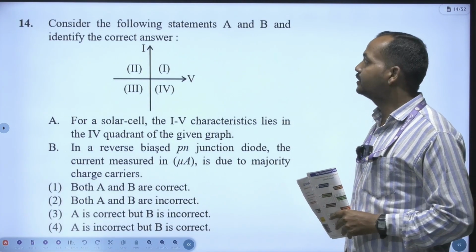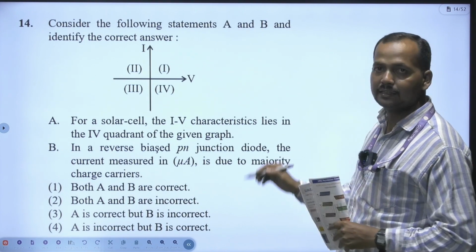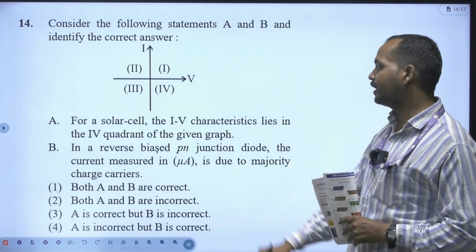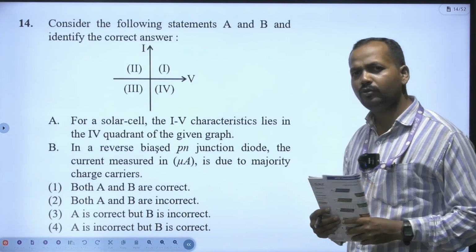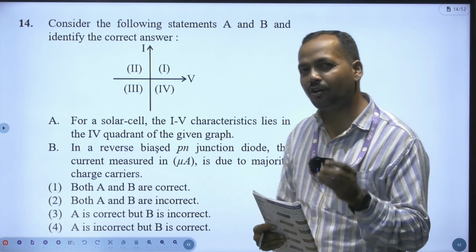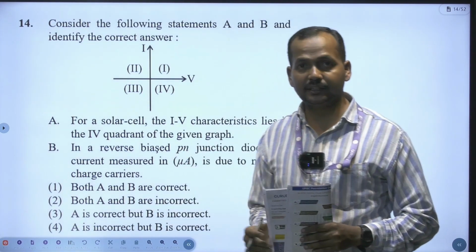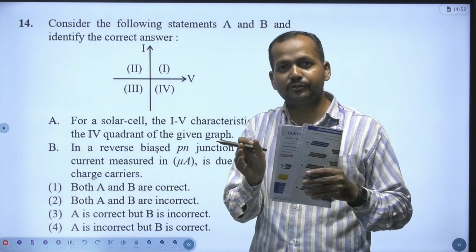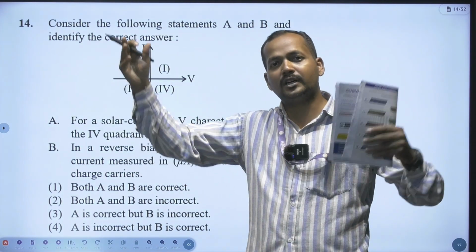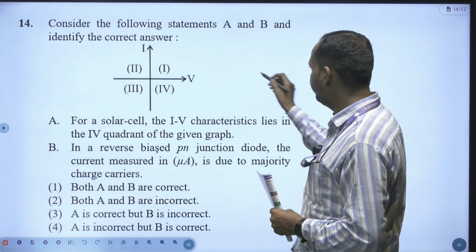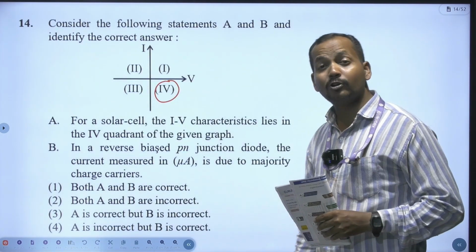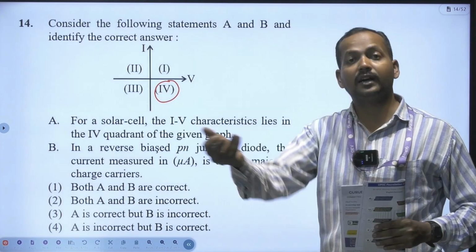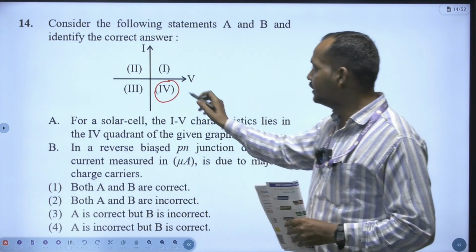14th one, consider the following statements A and B, identify the correct answer. For a solar cell, the IV characteristics lie in the fourth quadrant of the given graph. How to know this? If you study, the solar cell always works in reverse bias. Whenever light is incident on the depletion region, the carriers are attracted towards the plates. So hence, it will be drawn across the fourth quadrant only. The solar cell is not drawing the current, it is giving out the current to the system. That's why it is operating in the fourth quadrant.